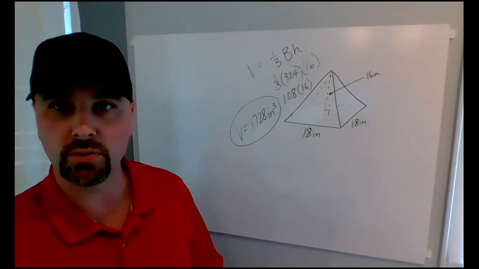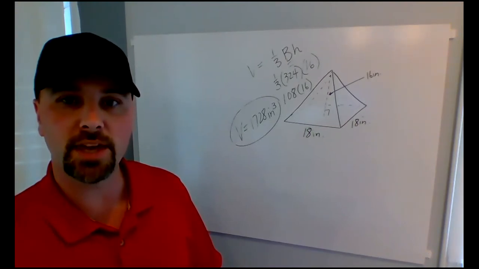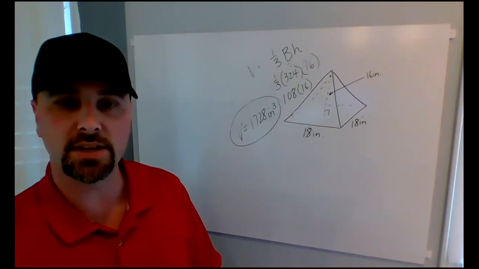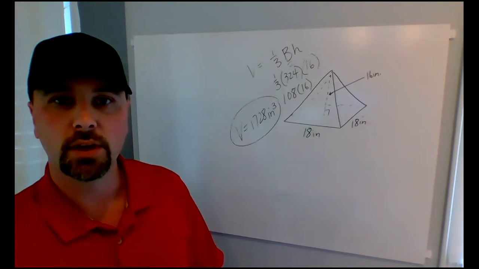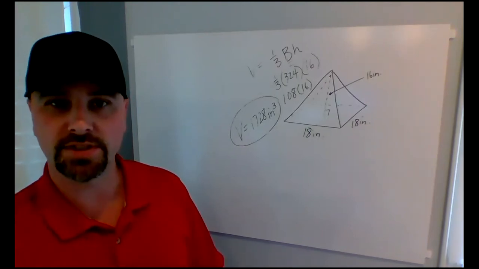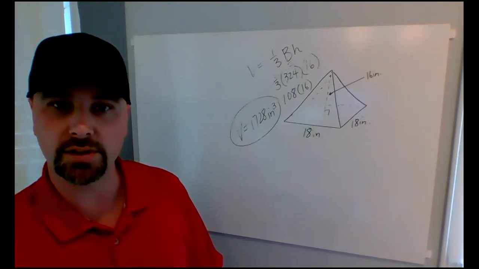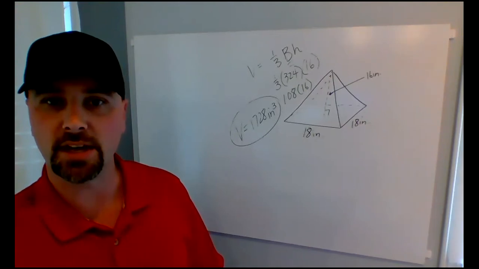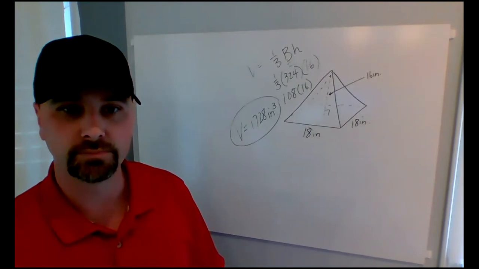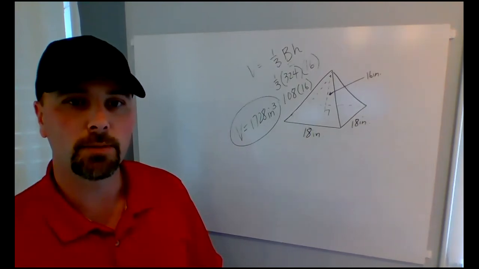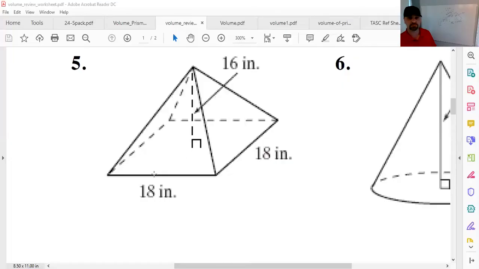So just a review, we first found the area of the base. The base is a square, 18 times 18. It's where the 324 came from. Divided it by 3, which is the same as multiplying it by a third to get 108, times the height of 16 gives us 1728. Okay. So that's how you're going to do that.